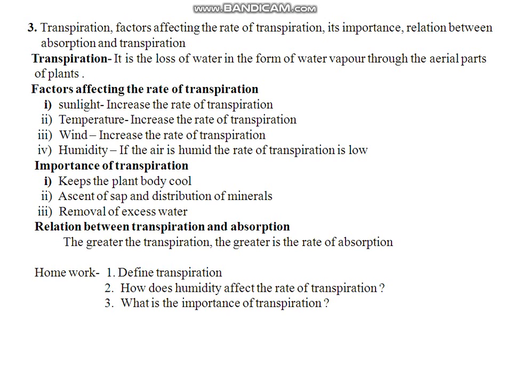Now, what is the importance of transpiration, or what is the significance of transpiration? Transpiration helps in keeping the plant body cool. And number 2, ascent of sap. Now, what is ascent of sap? The upward movement of water is called ascent of sap. Actually, upward movement of water against gravity is called ascent of sap.